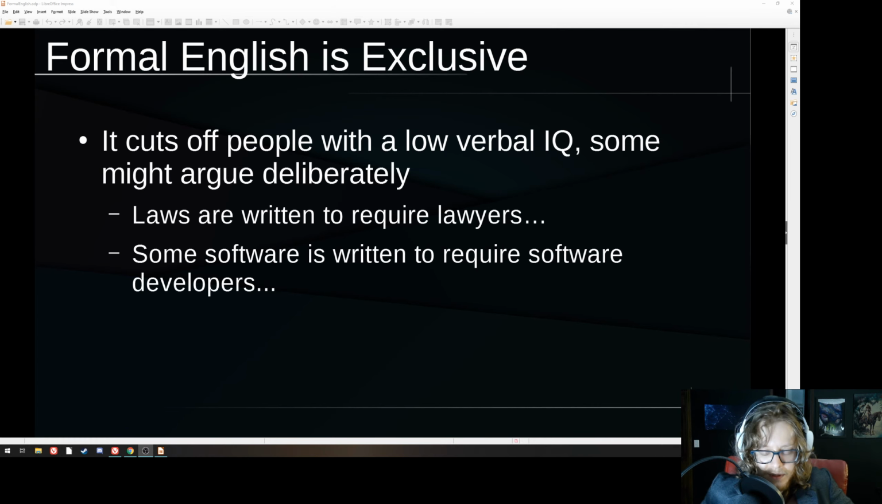All right, so back to formal English being exclusive. One of the reasons that people write in formal English is, unfortunately, well, this might not be deliberate. It might be just because certain people feel that formal English is a better way to communicate. But the end result is that many people with a low verbal IQ are cut off from understanding your content entirely. And this is definitely true of professions like the law. The law is clearly written to require lawyers. Law is very formal and is well beyond the understanding of even very intelligent lay people.